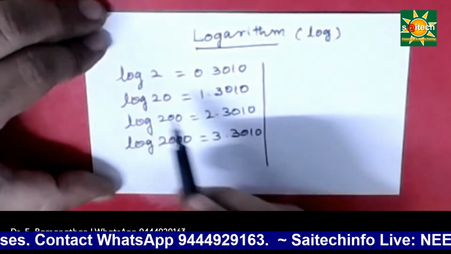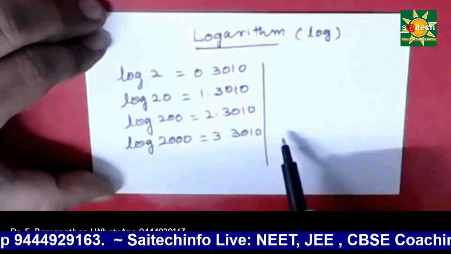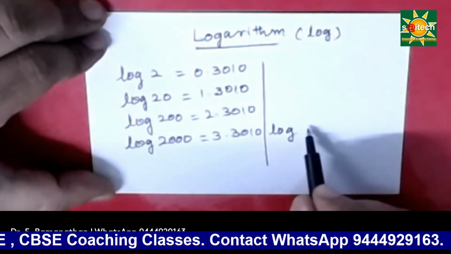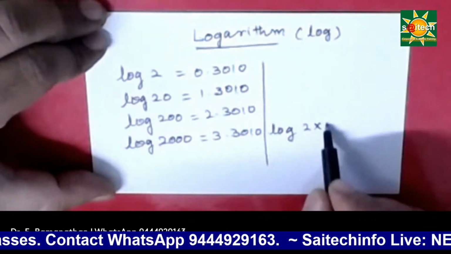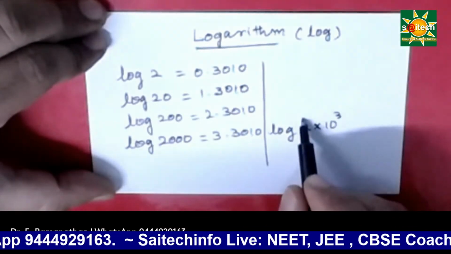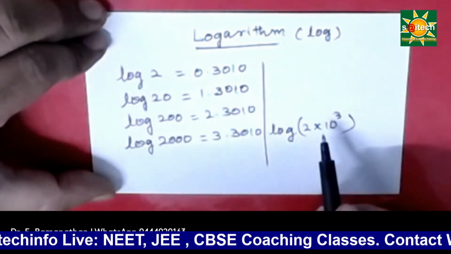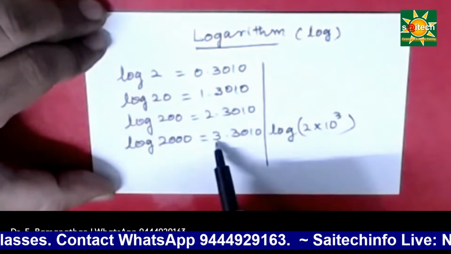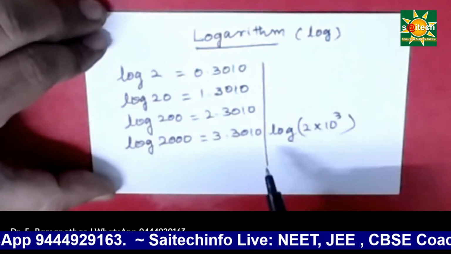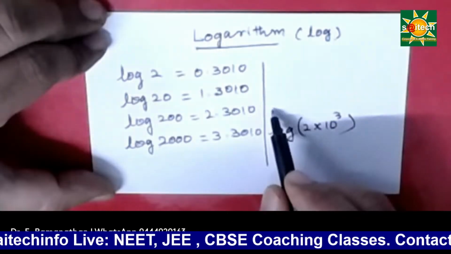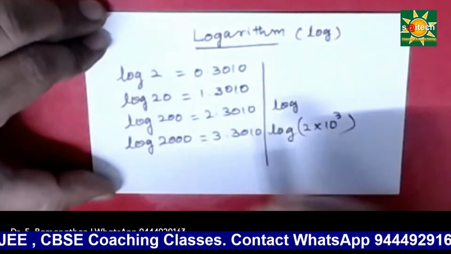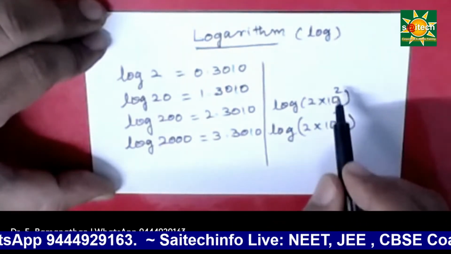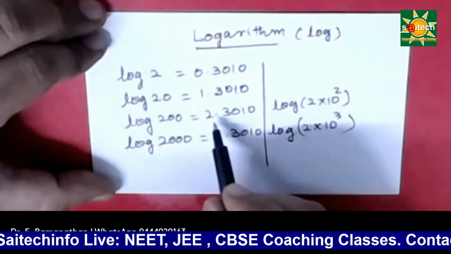Now, let me start from here. This log 2000 can be written as 2 into 10 power 3. Are you able to follow? In fact, we write this 10th power as the number here. So that is 3 point. Are you able to follow? Similarly, log of 200 can be represented as 2 into 10 squared, and we write this 2 here, 10th power of 2.